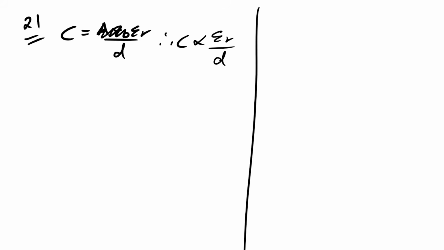So let's do that for each. So A, we have 2 divided by 0.4. And we don't need to turn it into meters because, of course, we're just talking about relative. So we end up with 5 for that.